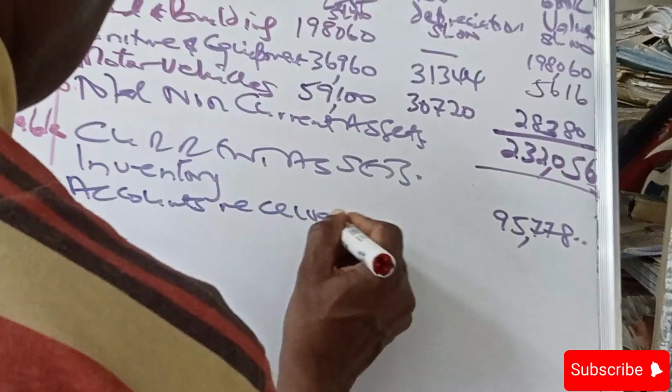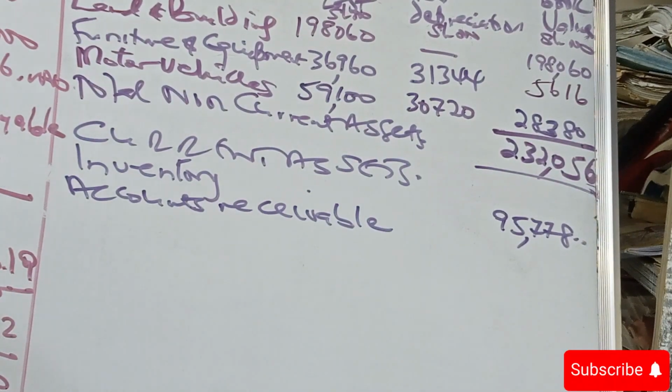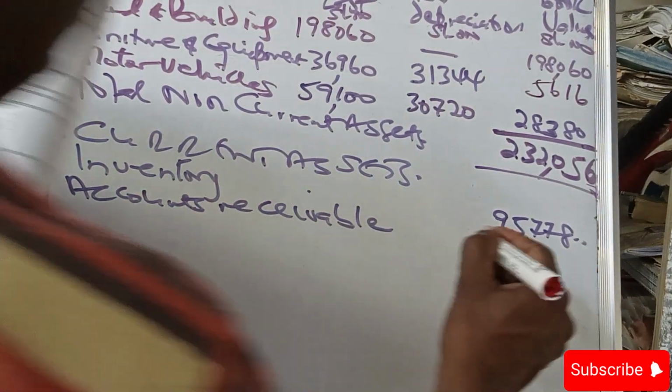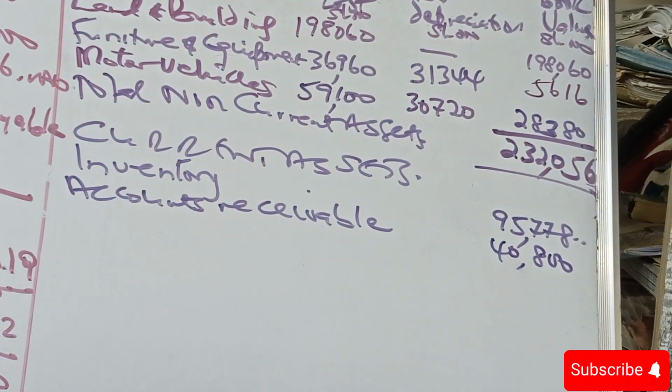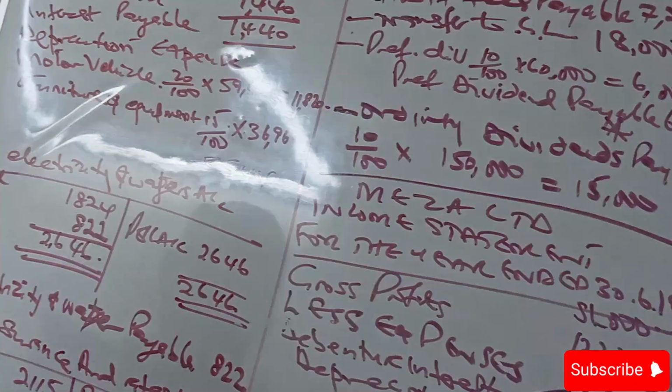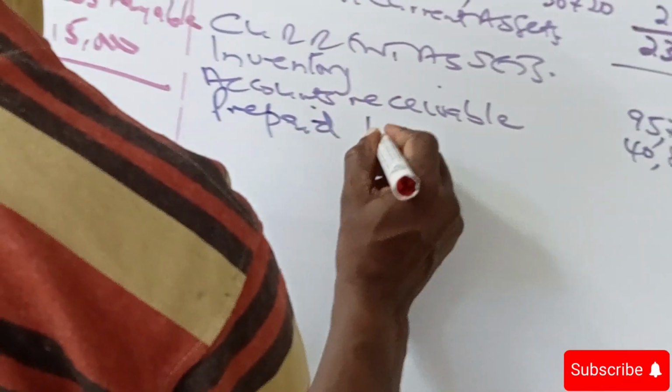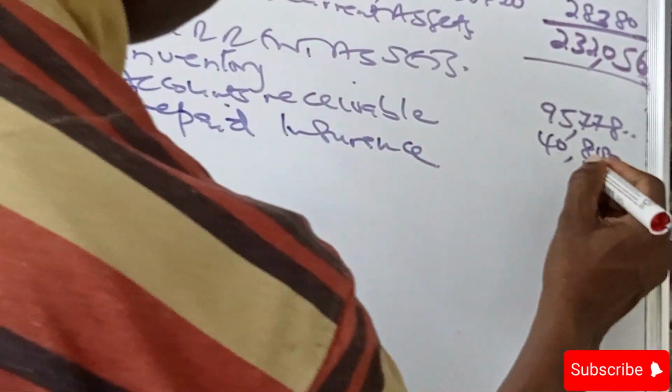That's the order, the memorized formula. Our accounts receivable from the trial balance is 4,800. From there, we talk about prepayments, and we are saying insurance and rates. We have prepaid insurance of 450.